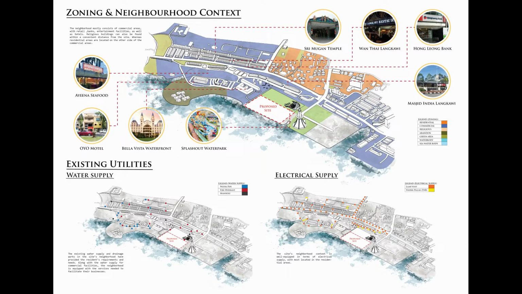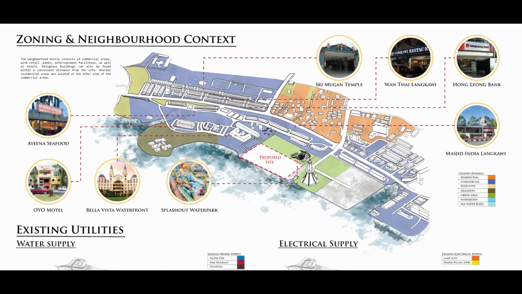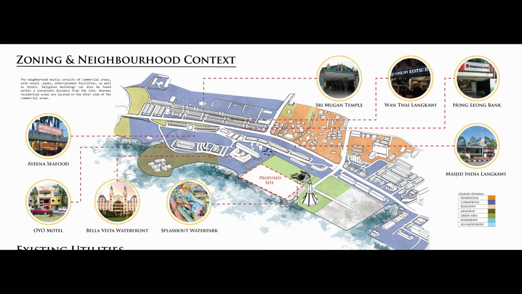The next slide starts with the zoning and neighborhood context. From our observation, there are three zonings that can be identified near the site. The first zoning is a commercial area that focuses on tourism, in the blue color. It consists of the Aina Seafood, Bella Vista Waterfront, Oyo Motel, Splash Out Water Park, and Wantai Langkawi Hotel and the shop lots. The second zoning is mostly the residential area. And the third zoning is the green area and also private land.